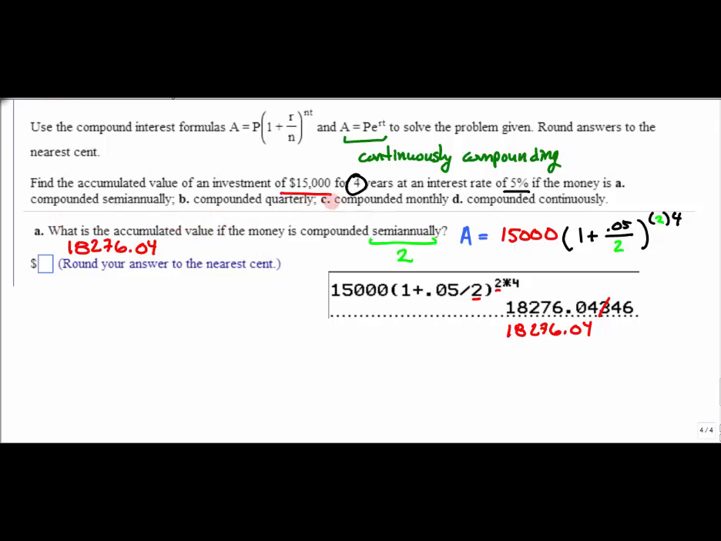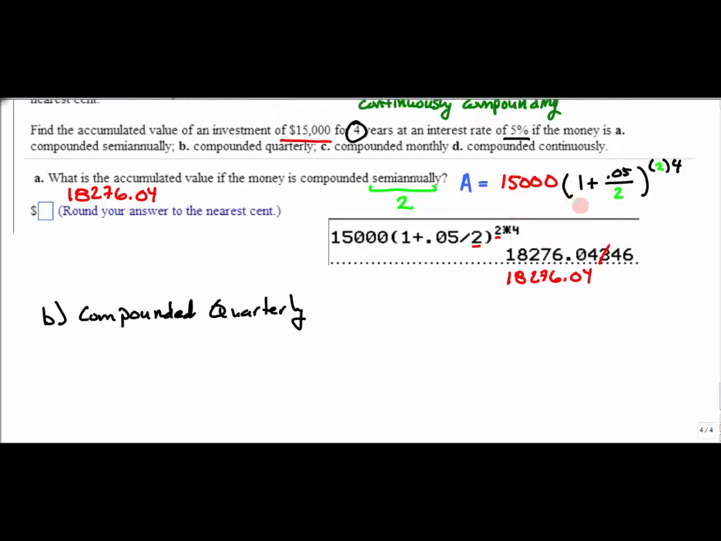Part B, so we're done with part A, compounded semi-annually. Let's go ahead and look at part B. How would this change for compounded quarterly? Well, compounded quarterly, nothing has changed. The only thing that's changed is in my formula, the amount of compounding periods. So I still have A equal 15,000, 1 plus 0.05. Quarterly compounding means n equals 4, and this is to the n times t.